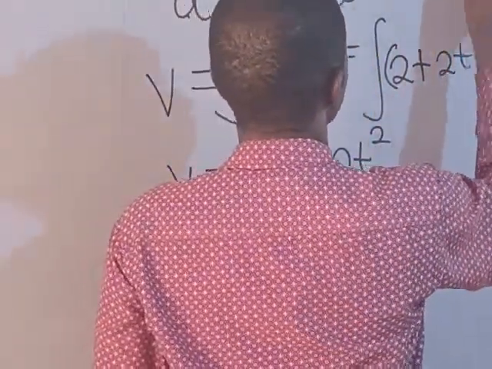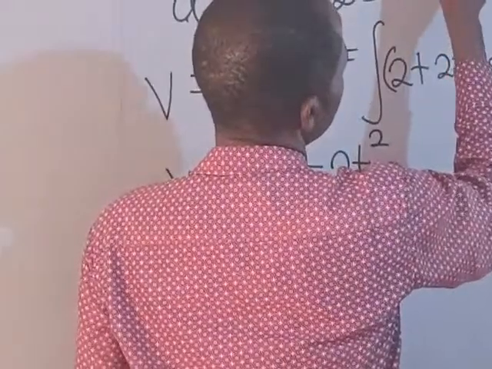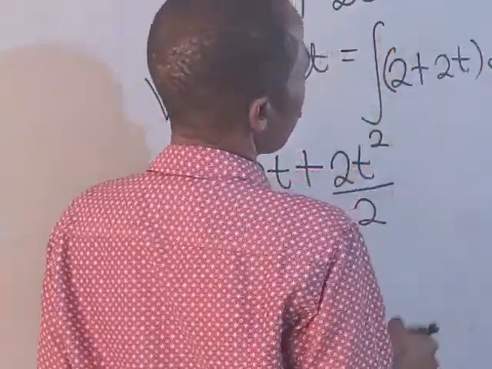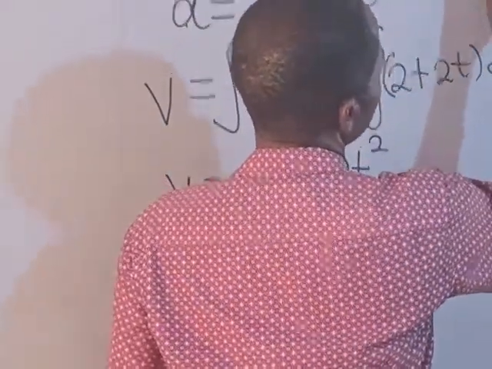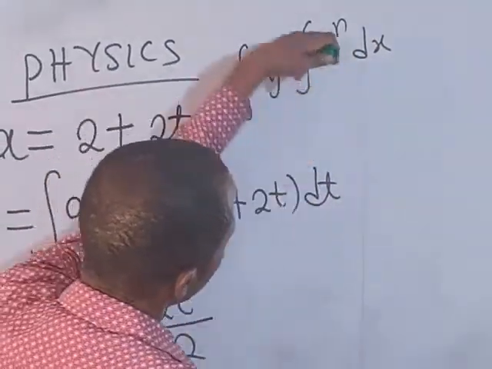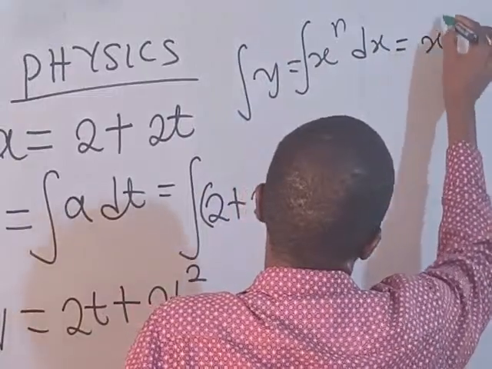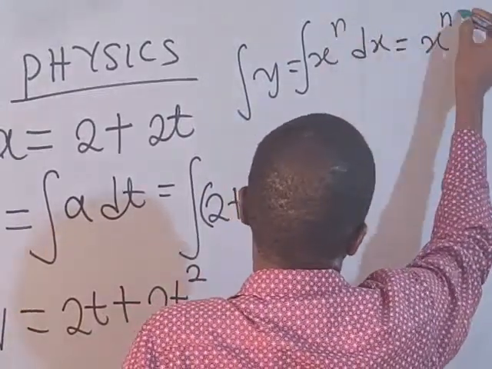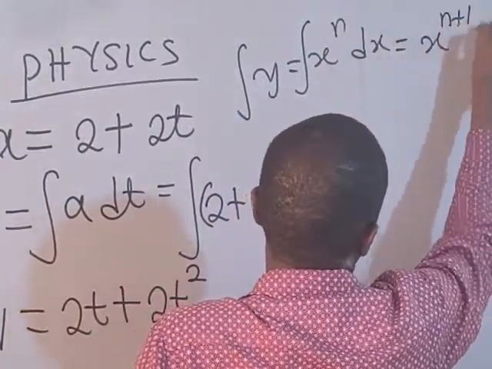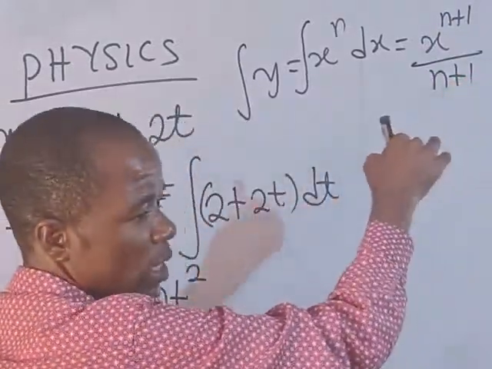If you have y equals x raised to power n, and you want to integrate this, the integral of y is the same thing as the integral of x^n dx. That will give us x raised to power n plus 1. We had n here, so we add 1, and whatever we have in the power, we also put at the denominator: n plus 1. So that's the way it is.